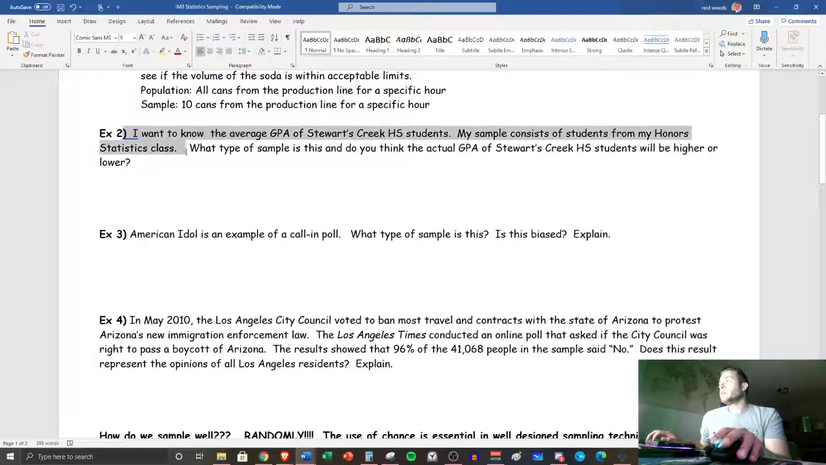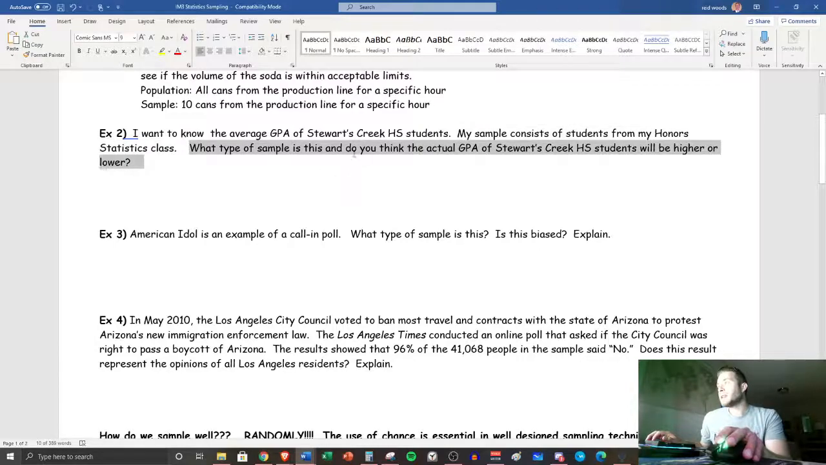Okay, so example 2, you want to know the average GPA of Stewart's Creek High School students. Sort of like heights, if you think about it, right? My sample consists of the students from my honor statistics class. What type of sample is this, and do you think the actual GPA of Stewart's Creek High School students will be higher or lower? So here's my sample, honor stats students, and we're interested in how that is going to compare to the actual GPA, the population. Like we said, if I sampled IM3 students, you guys would have higher heights than the true population. So what would happen here?